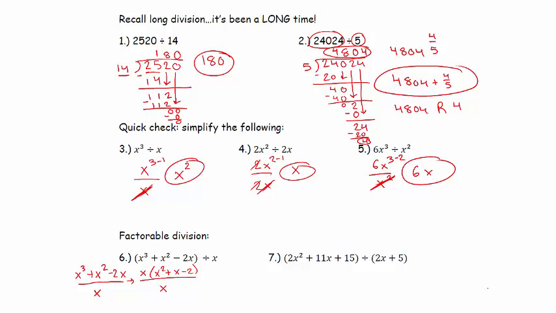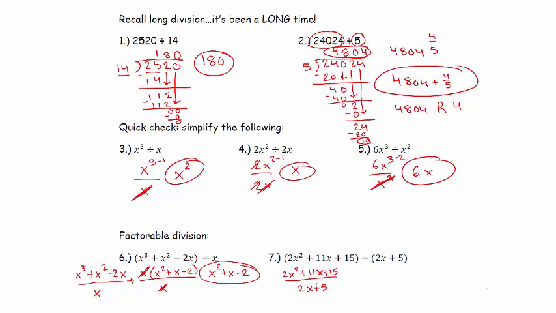Once you factor either the numerator or the denominator, you may basically eliminate anything that's the same. So we can actually do x divided by x. That's just 1. So I'm left with simply x squared plus x minus 2. If I look at number 7 and take the same approach, I would take 2x squared plus 11x plus 15 and divide it all by 2x plus 5.